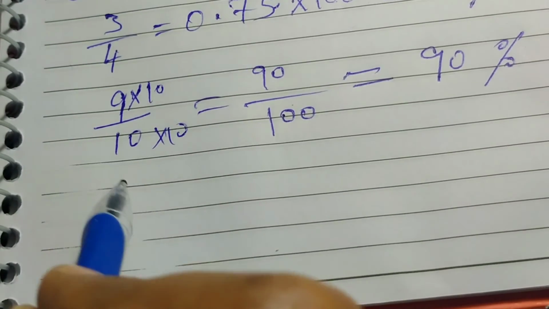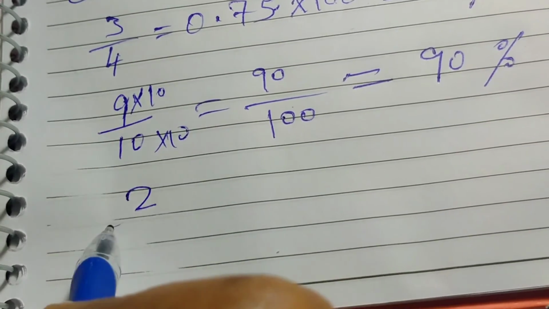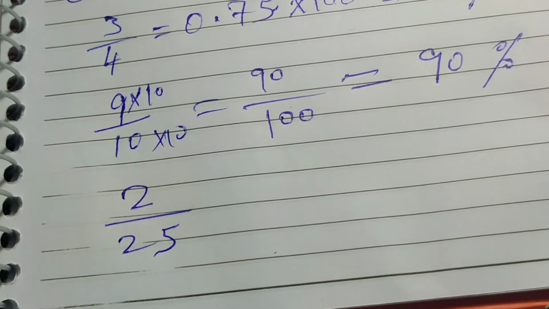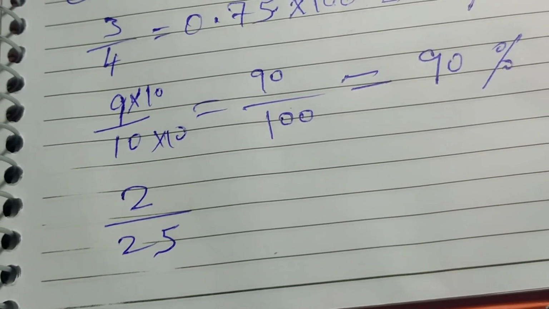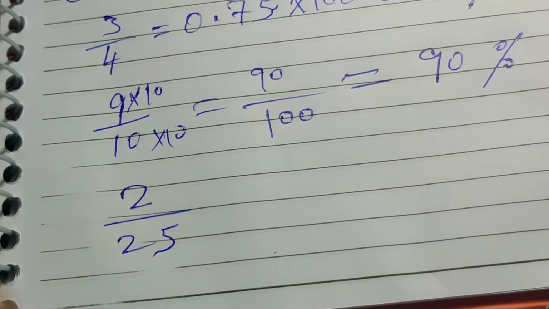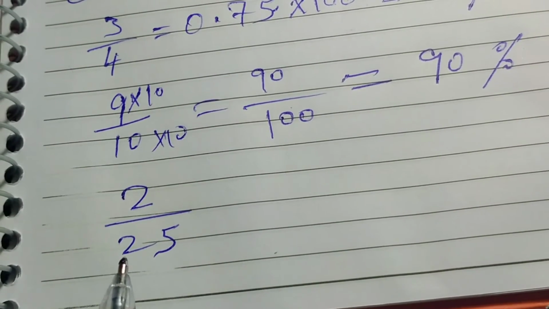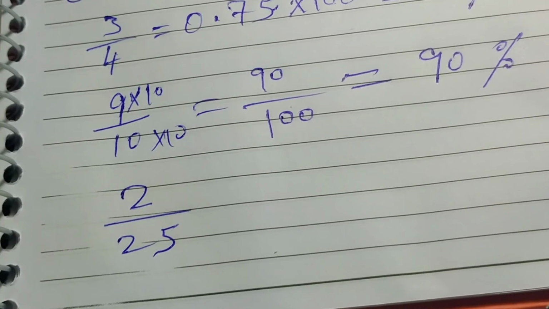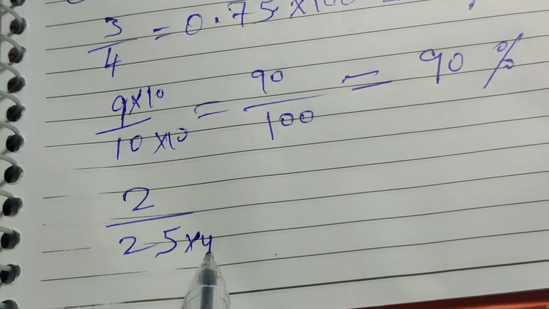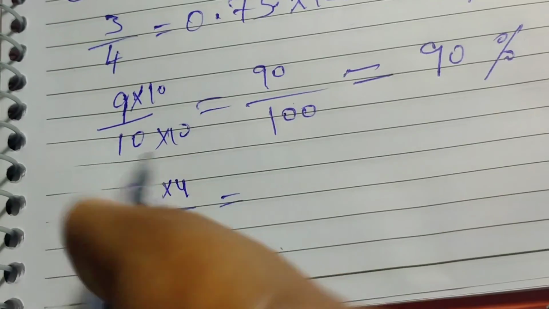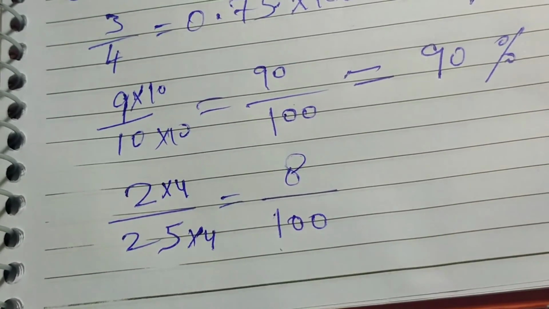We have a question, for example 2 over 25. Convert it into percentage. So don't convert to decimal; first check if it is possible to make 100 in the denominator. If we can make the denominator 100, then we can directly change into percentage. So yes, it is possible. 25 times 4 equals 100. The same number we multiply up and down. 2 times 4 equals 8. 25 multiplied by 4 equals 100.